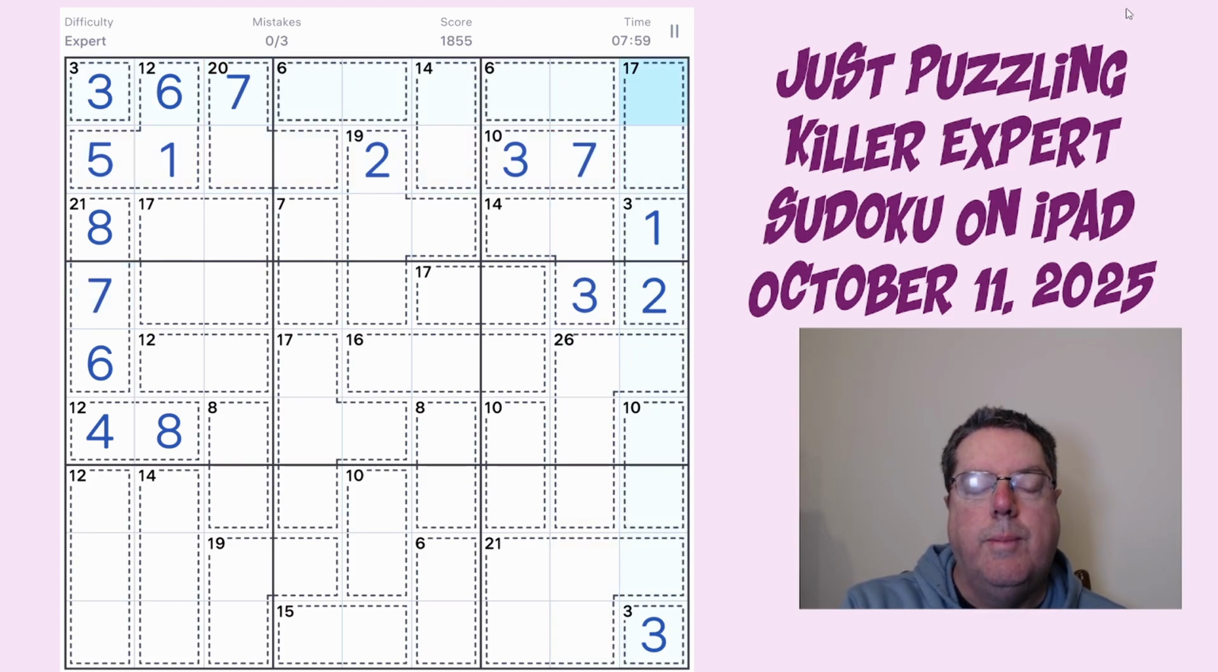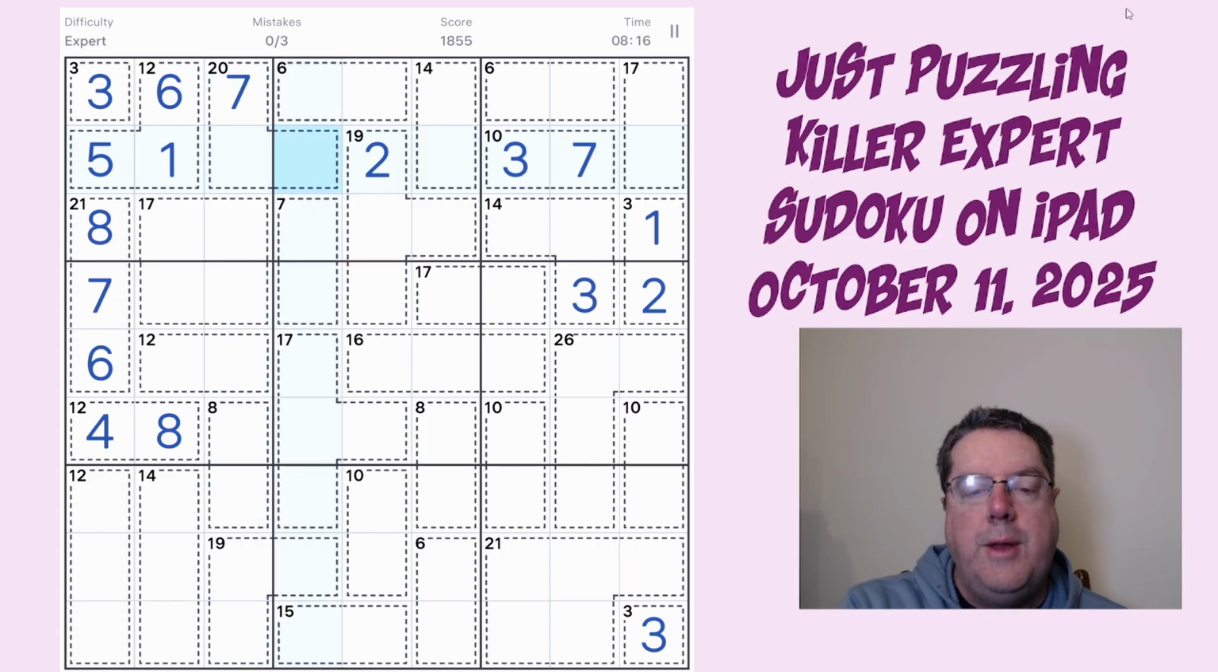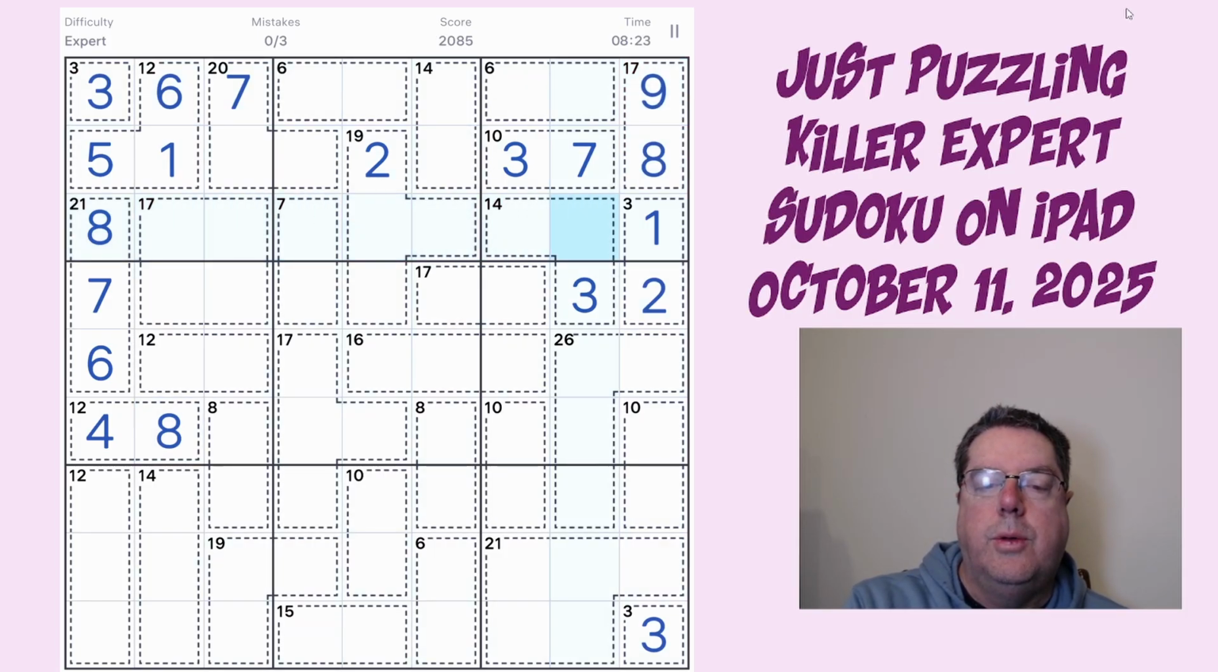8 and 9. 9 and 4, 8 and 5. It can't be 8 and 5. It can't be 7 and 6. So this is 9 and 4 here. So if that's a 9, this has got to be a 9 here, leaving this to be the 8. So 8 is not in these two rows. 8 can't be there, so that's an 8, leaving this to be a 6.